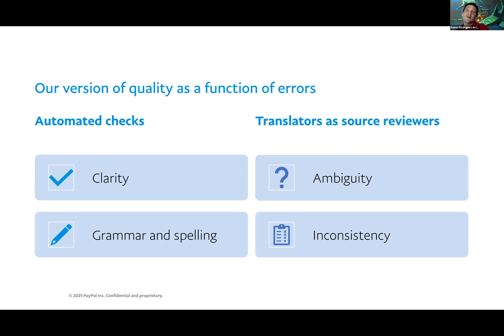So we take advantage of a feature of our translation management system that allows translators to annotate the source content when they find issues, and in particular, the issues they are flagging are ambiguity, when something is unclear, and inconsistency. Then we combine this information to come up with a linguistic quality score.